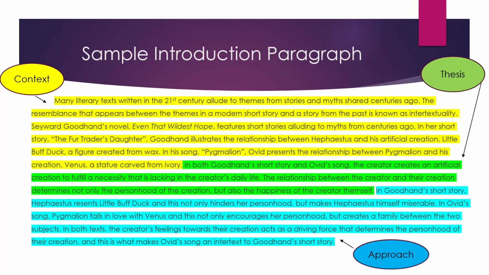In Goodhand's short story, Hephaestus resents Little Buff Duck, and this not only hinders her personhood, but makes Hephaestus himself miserable. In Ovid's song, Pygmalion falls in love with Venus, and this not only encourages her personhood, but creates a family between the two subjects. In both texts, the creator's feelings towards their creation act as a driving force that determines the personhood of their creation, and this is what makes Ovid's song an intertext to Goodhand's short story.